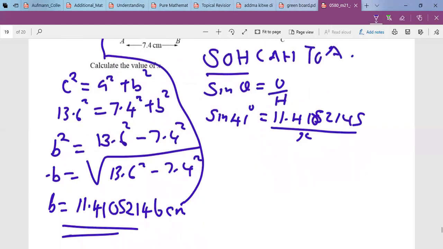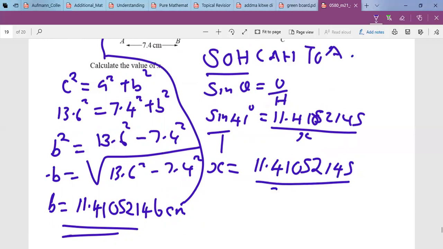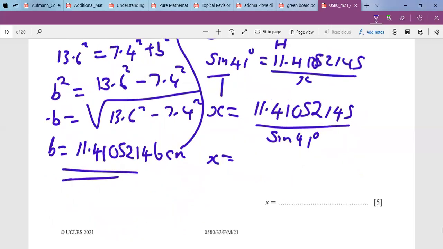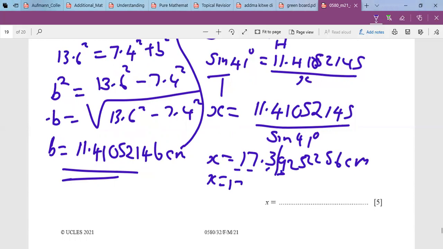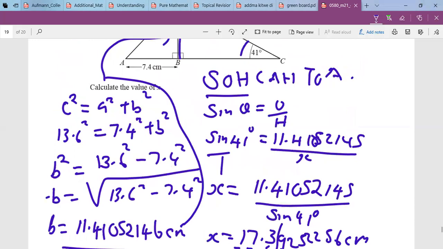If you introduce a 1, you cross multiply and solve for x. So x will be 11.41052145 divided by sine 41 degrees. When you work that out on your calculator, you're going to get 17.39252256 centimeters. So we'll round off to 3 significant figures: 1, 2, 3. Take the 9 as 1 plus 3 is 4, so 17.4 centimeters. All right, 17.4, that is our answer. Okay, that is where we end for this question.